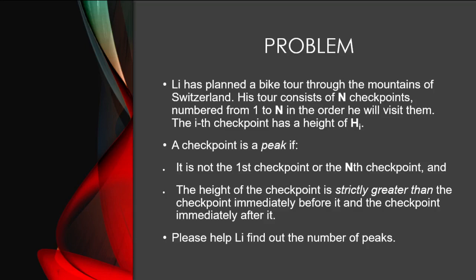So Lee has planned a bike tour through the mountains of Switzerland. His tour consists of n checkpoints numbered 1 to n in the order that he will visit them. The ith checkpoint has a height hi. A checkpoint is a peak if it's not the first or the nth checkpoint, and the height of the checkpoint is strictly greater than the one before it and the one after it. Help Lee find the number of peaks.